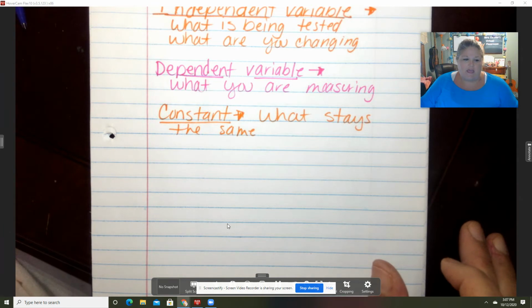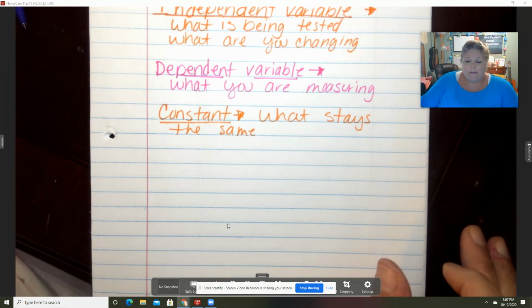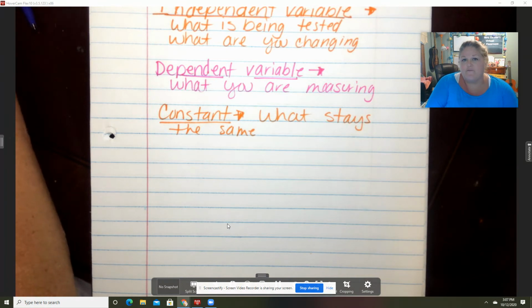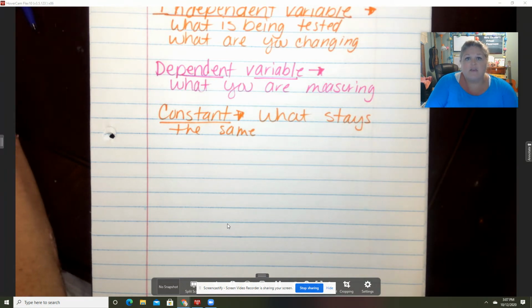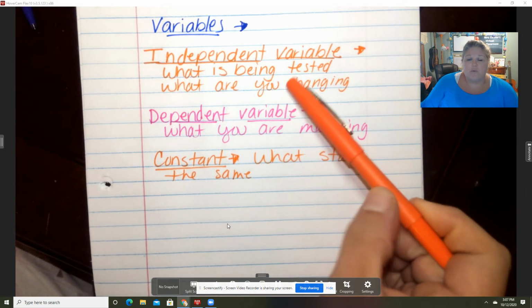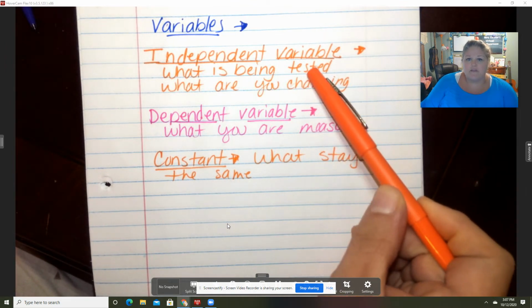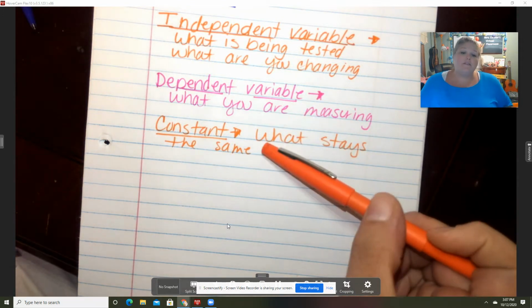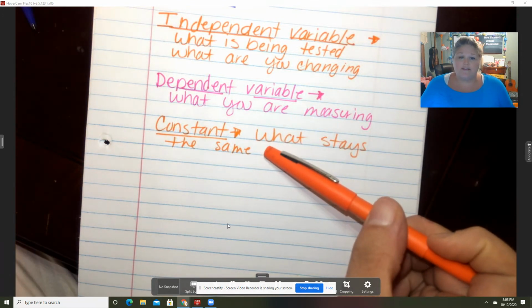I've done a PEEP experiment before where we took 4 PEEPs and put them in 4 different types of solution. Same type of PEEP, same color PEEP, same amount of liquid. We left them in the same amount of time. The only thing that changed was the liquid. Again, that was the independent variable. The dependent variable was what the PEEP looked like. The constant was what stayed the same.